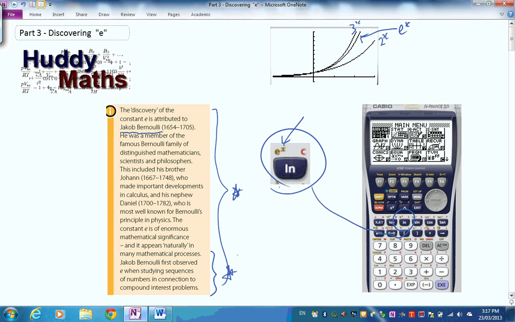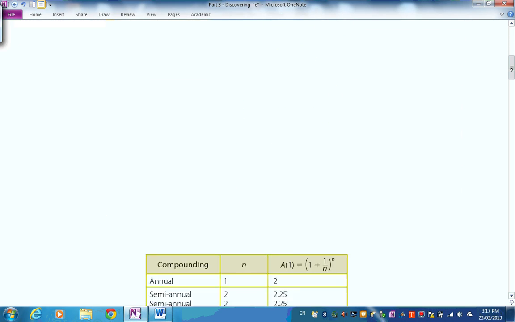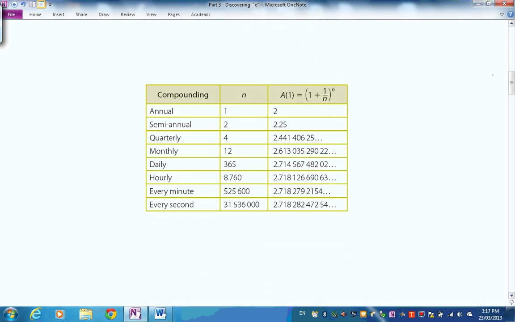Hey, we did some compound interest, so maybe it's time to have a look at what this e is about. Very important base of exponential functions. It's often called the exponential function when you have that base e. So let's have a look at what Bernoulli was doing.